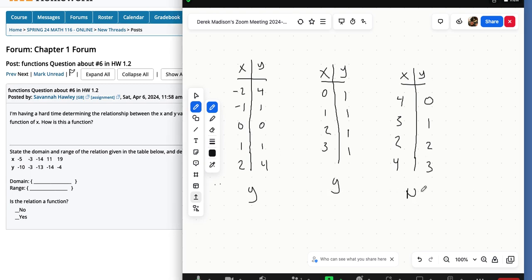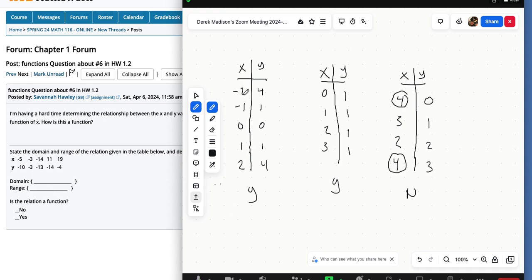This one's our no. So when x is 4, y is 0. But down here when x is 4, then y is 3. So this one, because we have repeats in our x values, that's your heads up that if you have repeated inputs that have different outputs, that's not going to be a function.